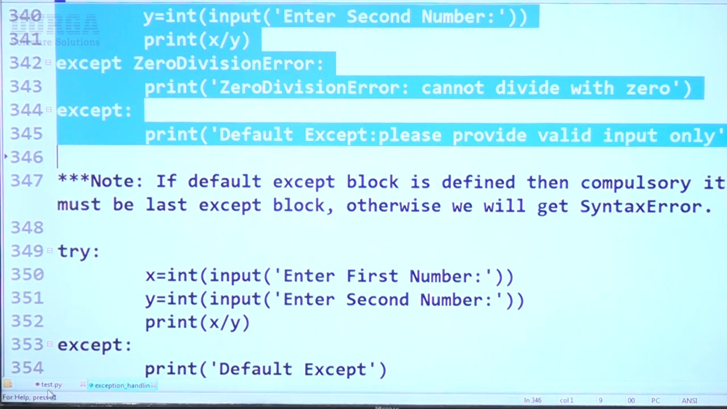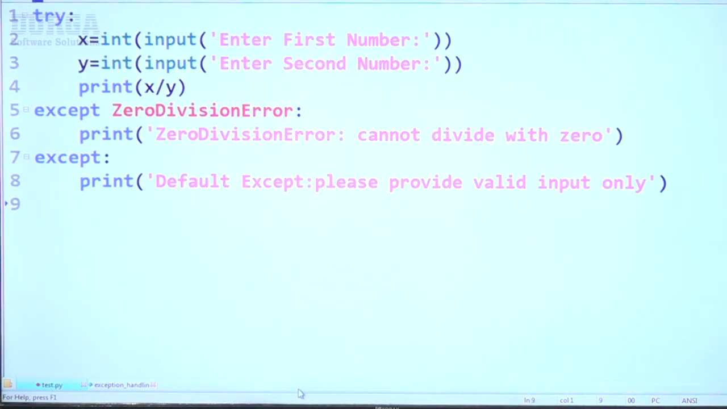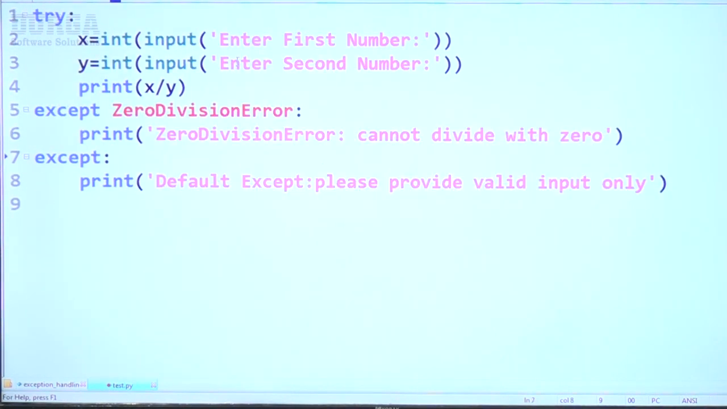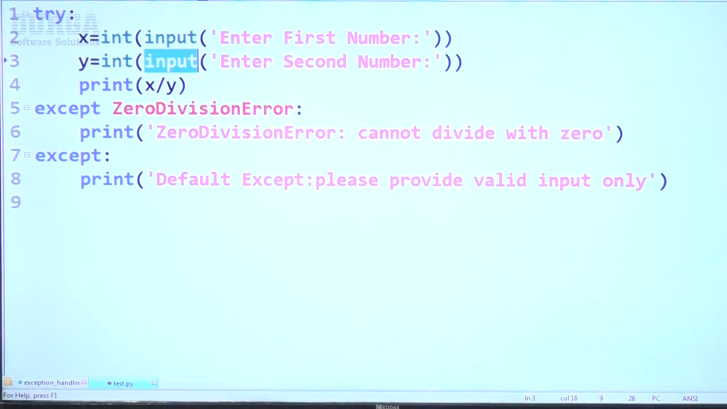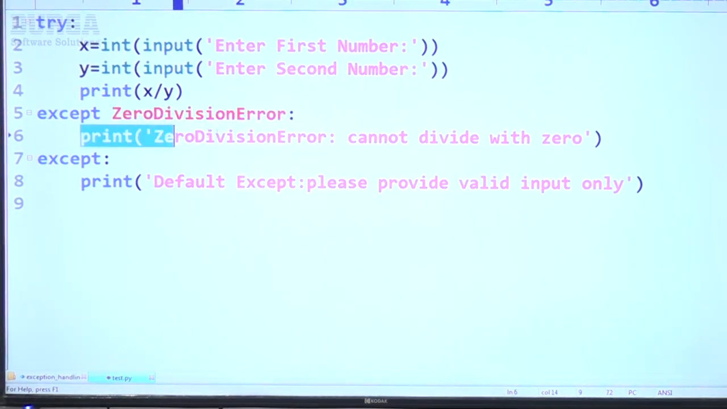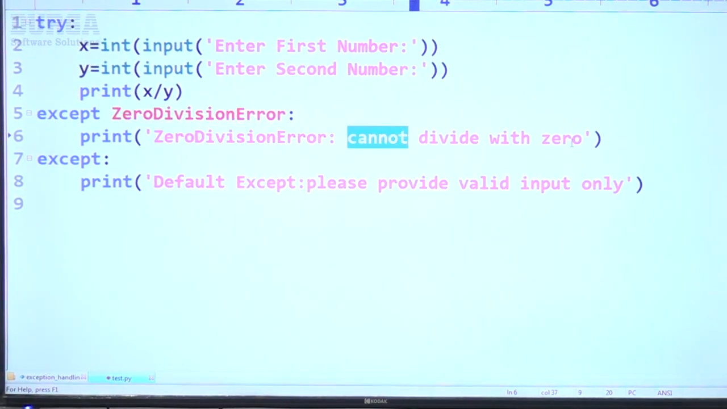Just observe this one very carefully. Sir, take special care here. Try: x = int(input("Enter first number")), y = int(input("Enter second number")). Except ZeroDivisionError: print("ZeroDivisionError: can't divide with 0").